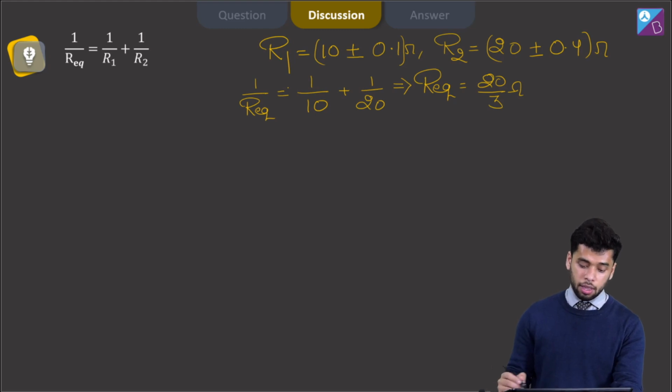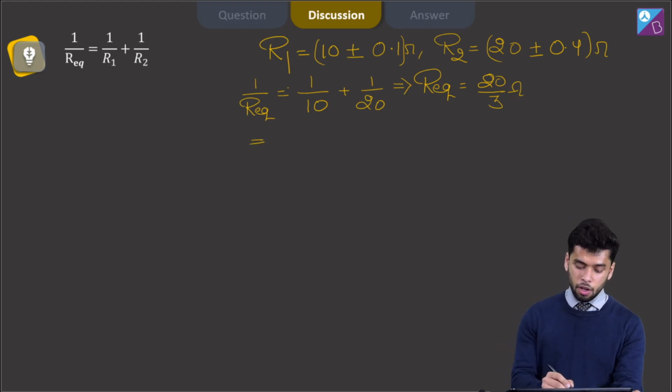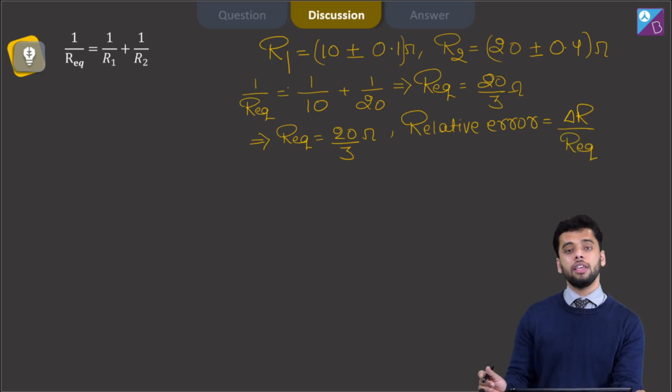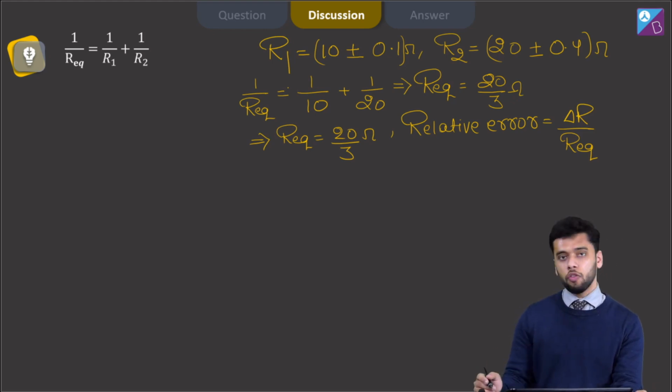20 by 3 ohms. Now we need to find the relative error in the equivalent resistance when they are connected in parallel, right? Now we have got the value of R equivalent, that is equal to 20 by 3 ohm, and we know that the expression for relative error is equal to delta R upon R equivalent, right? Where delta R is the absolute error in the equivalent resistance, right? Now we have the value of R equivalent. How to find the value of delta R, right?